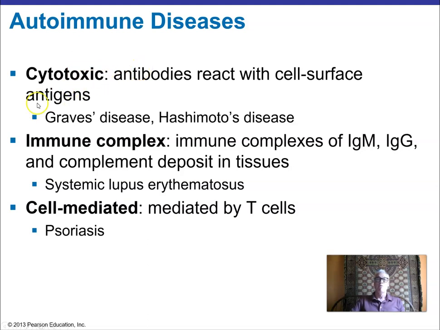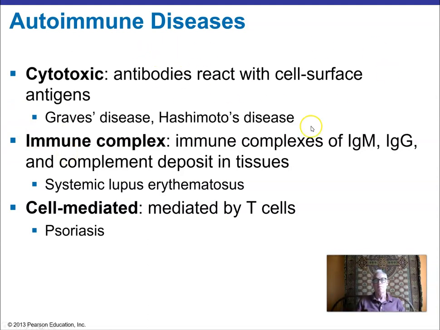Cytotoxic antibodies react with cell surface antigens. We talked about that before in the context of the immune system protecting us against larval worms, where antibodies bind to the surface and activate complement, and macrophages and eosinophils come in and start releasing toxic substances and help kill those worms. Well, that can happen to your own body in the same way.